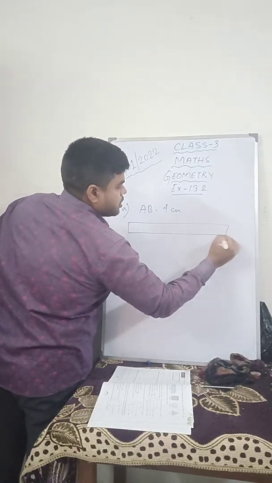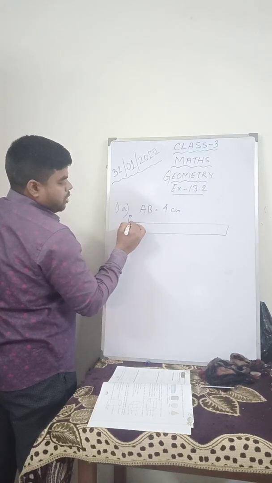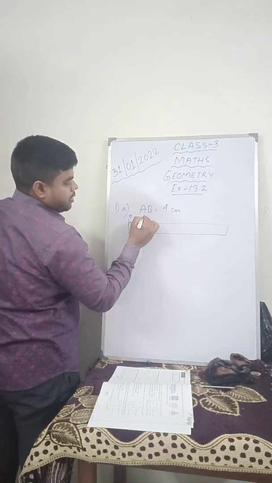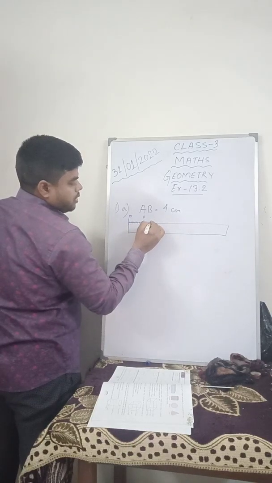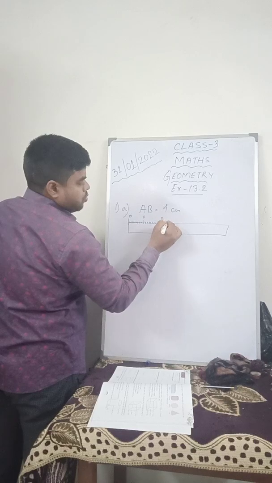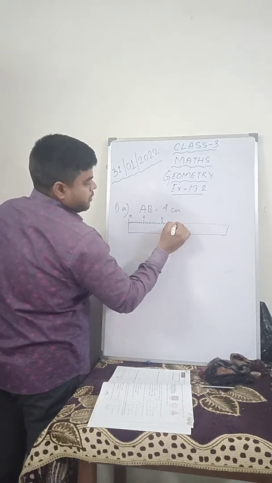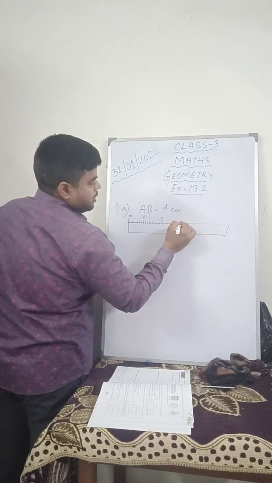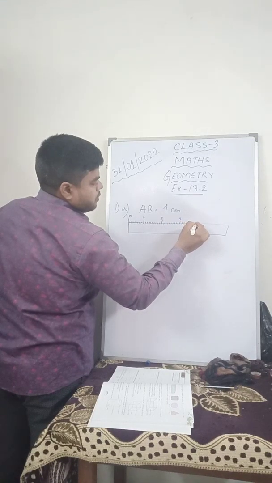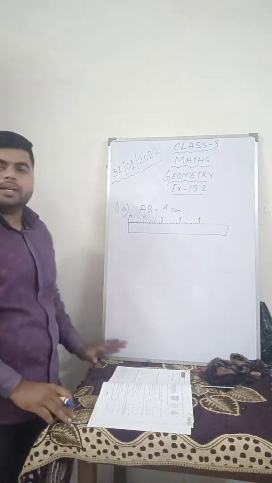You have a scale, and the marking starts with 0, then 1, 2, 3, 4, 5, 6, 7, 8, 9, and so on. Like this you have marking in your scale.